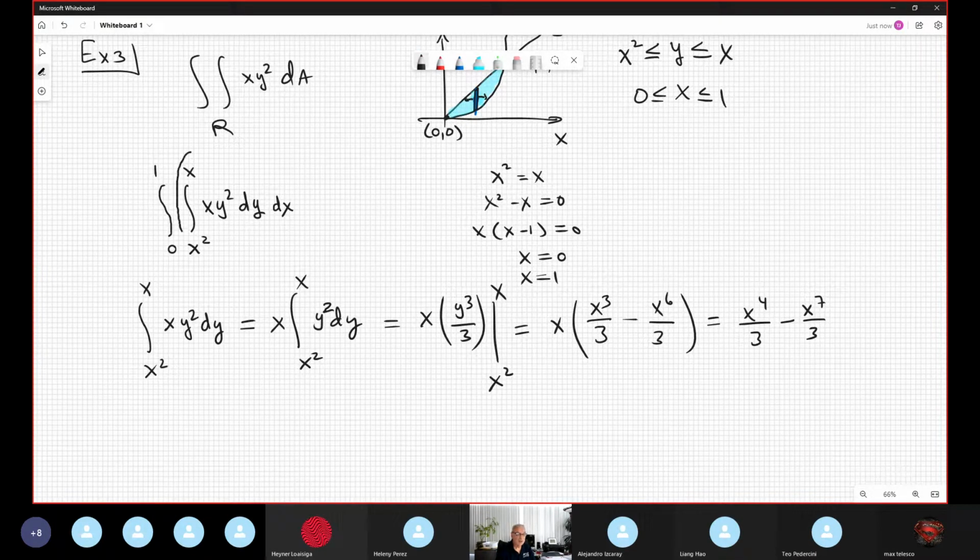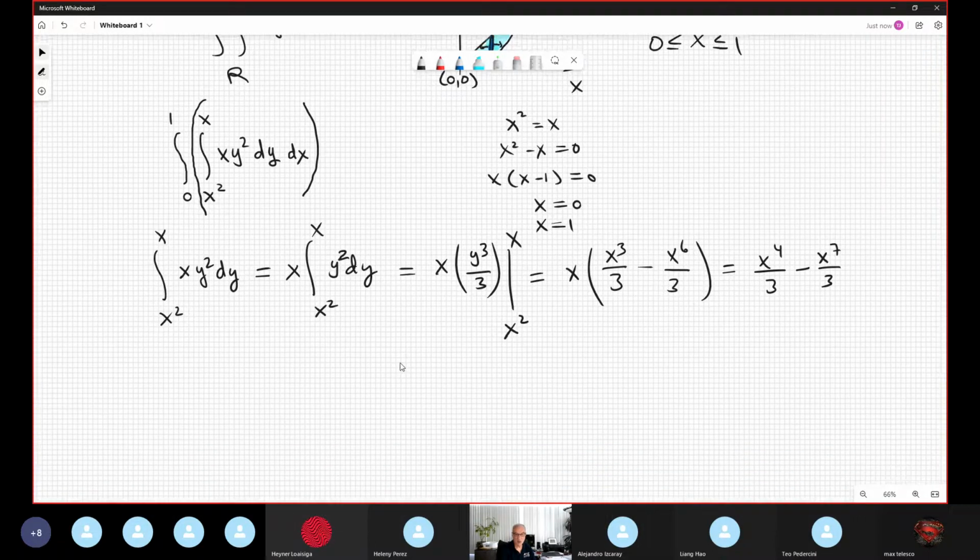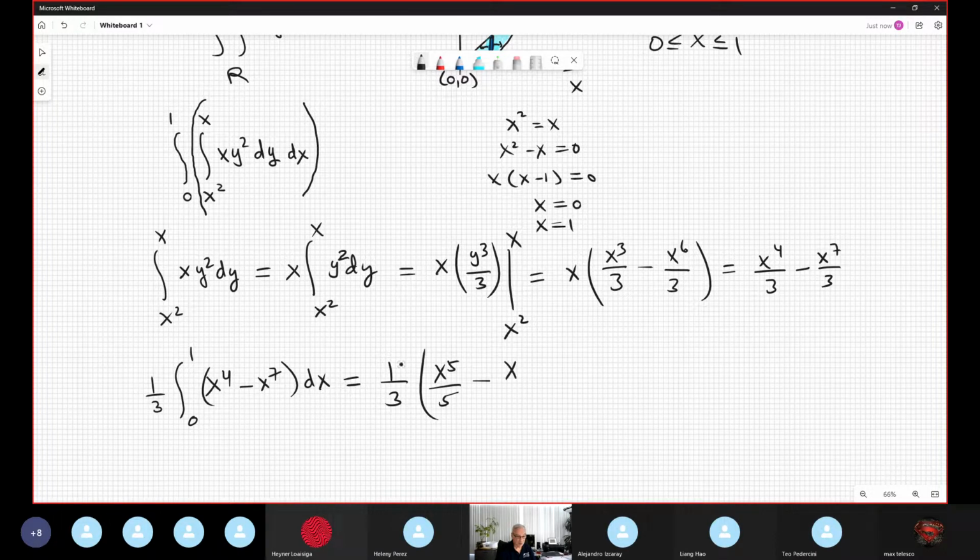As always, it is expecting, give me no number. Give me a function that depends on x. And this is the moment to open the door, open the window. Integral from 0 to 1 of 1/3, if you want, you put it outside like a constant, and you have x to the 4 power minus x to the 7 power dx. Okay, so 1/3, and you apply the antiderivative, which is x to the 5th power divided by 5 minus x to the 8th power divided by 8, no? And evaluate between 0 and 1.